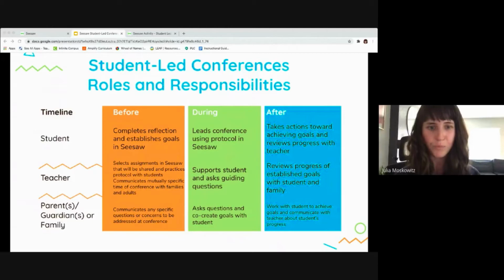And then thinking about the student's role. Why is their work proficient? What are they doing well? And what do they want to share with their parents so that they can really take ownership of their learning?